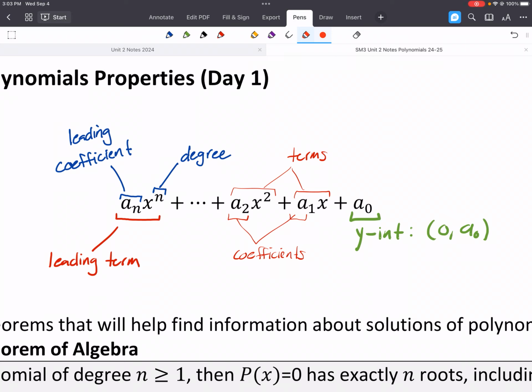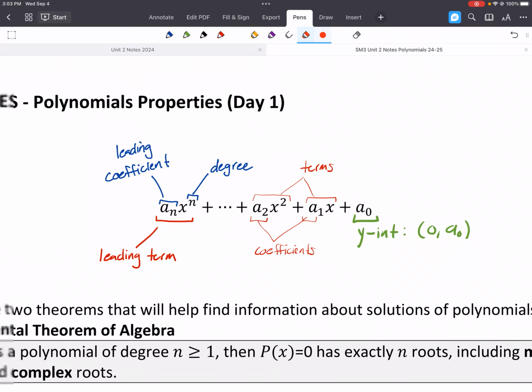All right, the constant, we'll get into that a little bit more next time, but that gives us the y-intercept. So if you were to set x equal to 0, then all of the terms would cancel out except for the constant, and that's why we end up getting the y-intercept. If x is 0, the y is going to be the constant at the end. Okay, so keep that in mind as we go along.